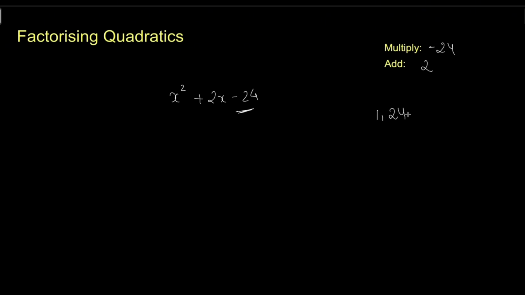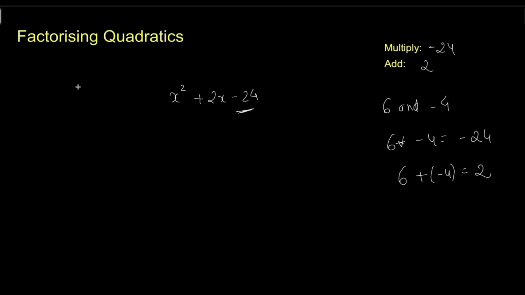1, 24. This wouldn't give us 2 as a sum. 2, 12. This is also not the right number. 3, 8. This is also not the right number. 6, 4. This is the right number. Since the middle number is positive, the larger number needs to have a positive sign. So the numbers are 6 and minus 4. 6 times minus 4 is minus 24 and 6 minus 4 is 2.